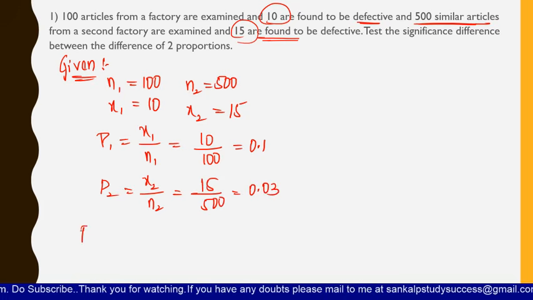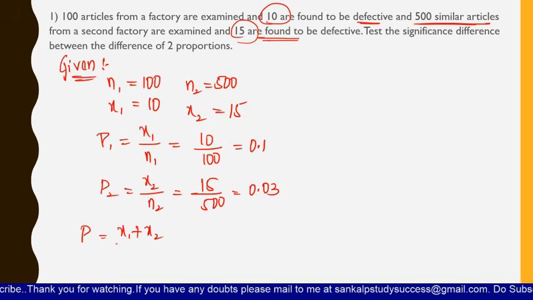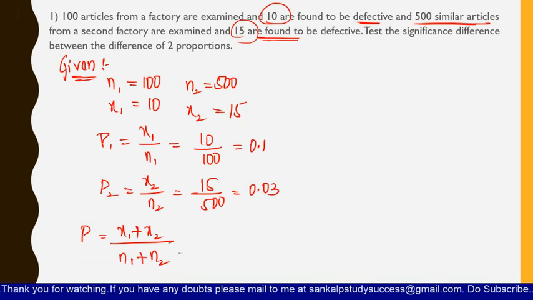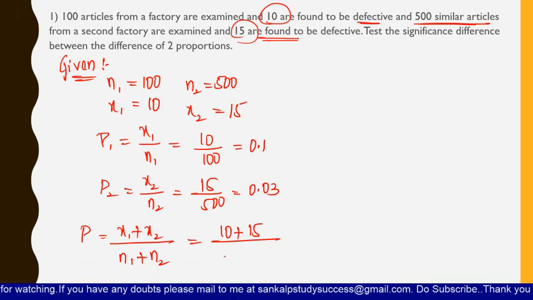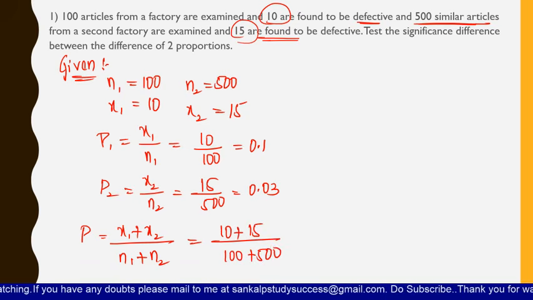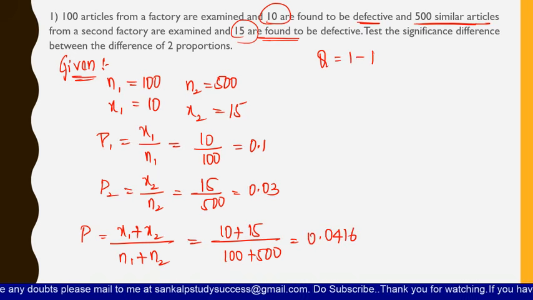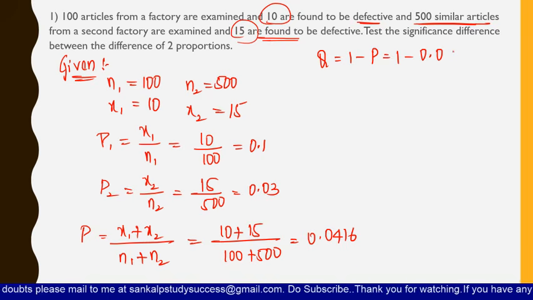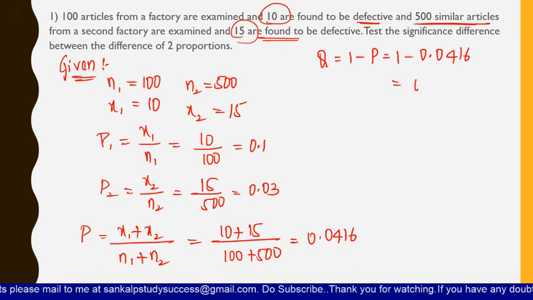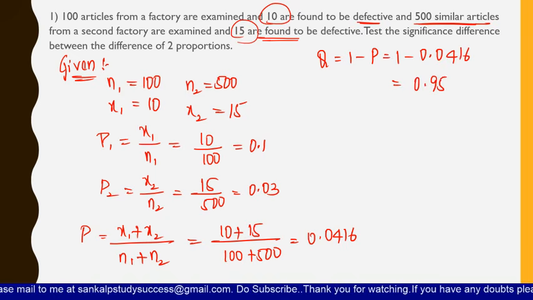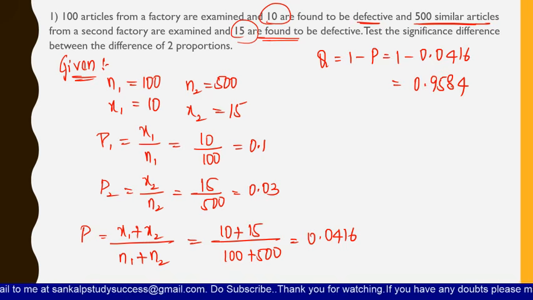Now we are going to find the value of P, which is equal to X1 plus X2 by N1 plus N2. That is the formula of P. Here X1 plus X2 is 10 plus 15 by 100 plus 500, which is 600, right? So this becomes 0.0416. Here the Q value is 1 minus P, which is 1 minus 0.0416. If you calculate this, you will get 0.9584. This is the complete data which is given in the question.